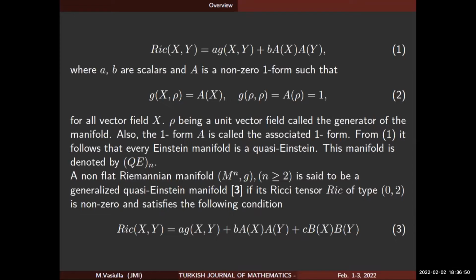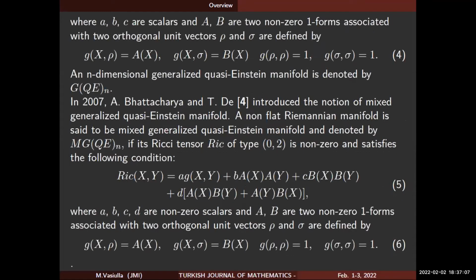A non-flat Riemannian manifold (M, g), n greater than or equal to 2, is said to be a generalized quasi-Einstein manifold if its Ricci tensor Ric of type (0,2) is non-zero and satisfies the following condition, which is (3), where a, b, c and A, B are non-zero one-forms associated with the two orthogonal unit vectors rho and sigma, defined by (4). A generalized quasi-Einstein manifold is denoted by GQEN.